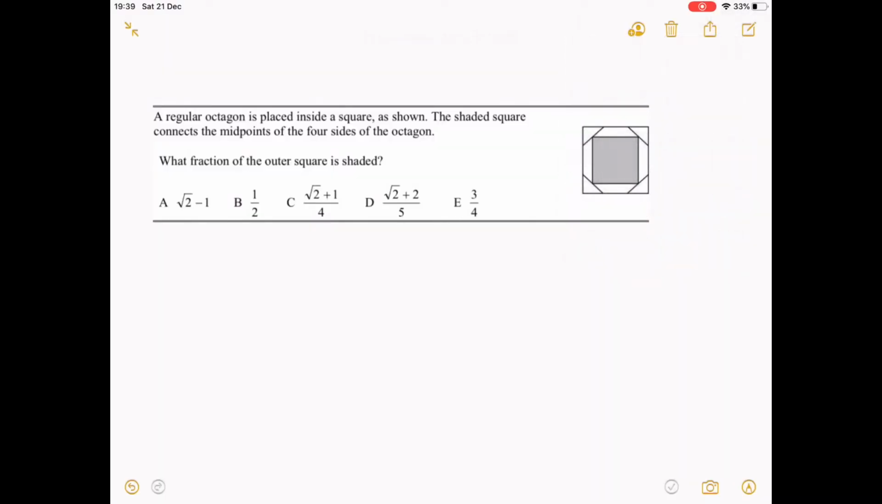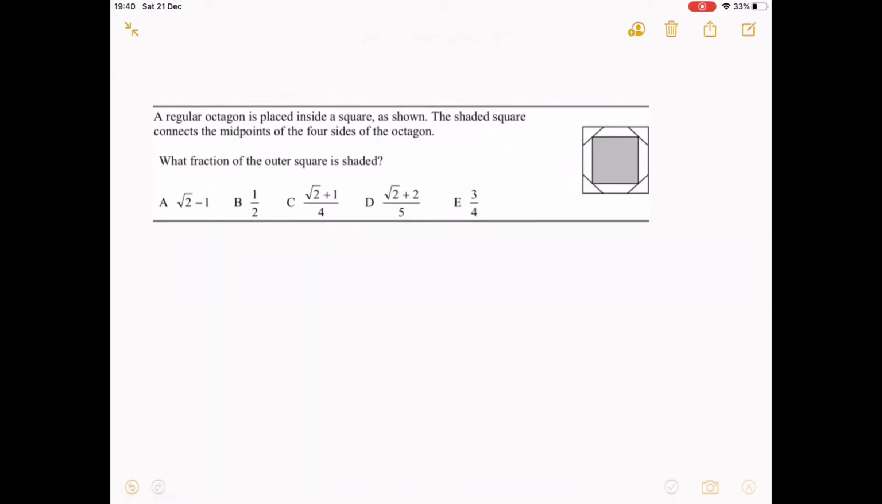Today we're doing another UKMT question here. So the question is, a regular octagon is placed inside a square as shown. The shaded square connects the midpoint of the four sides of the octagon. What fraction of the outer square is shaded?